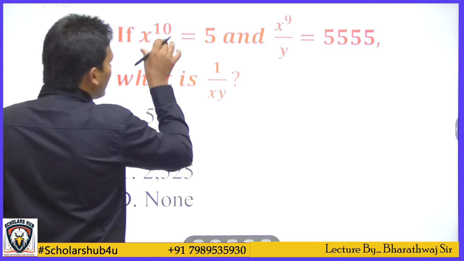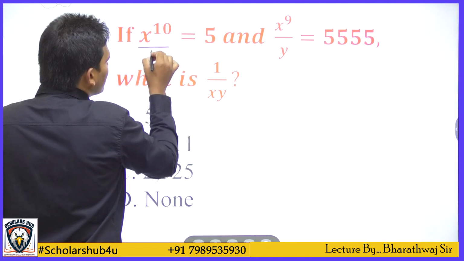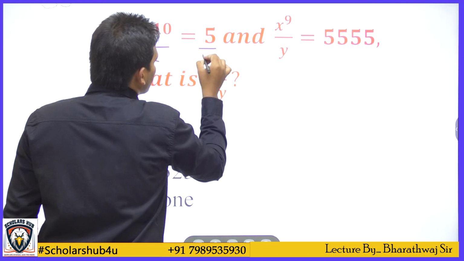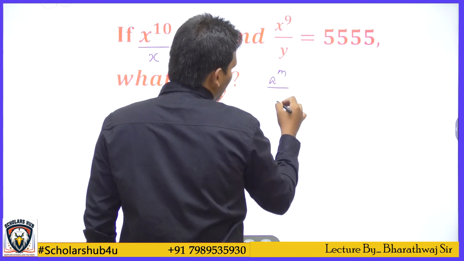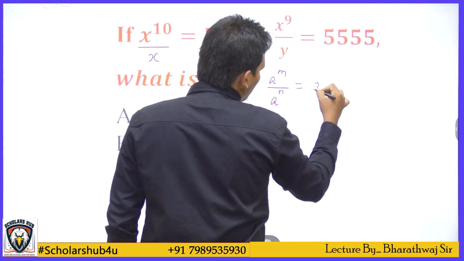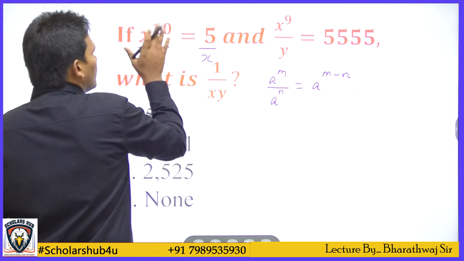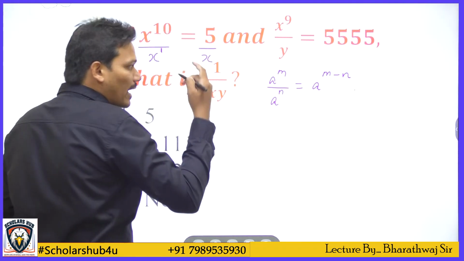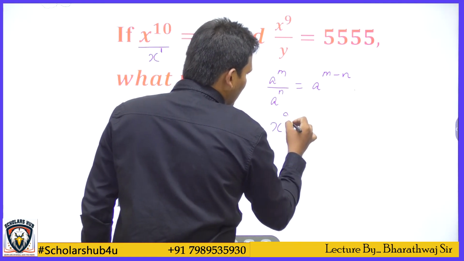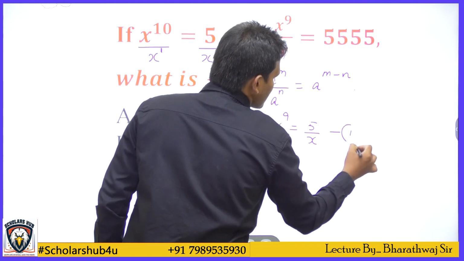Just divide this statement by x on both sides. There is an identity that a power m by a power n is equal to a power m minus n. Apply this identity here. So x power 10 by x power 1 equals x power 9. So x power 9 is equal to 5 by x. This is the first equation.